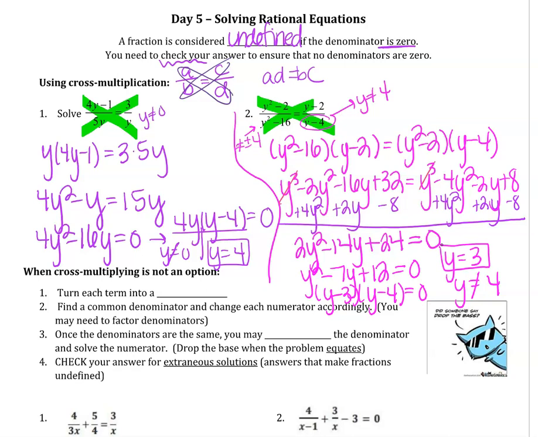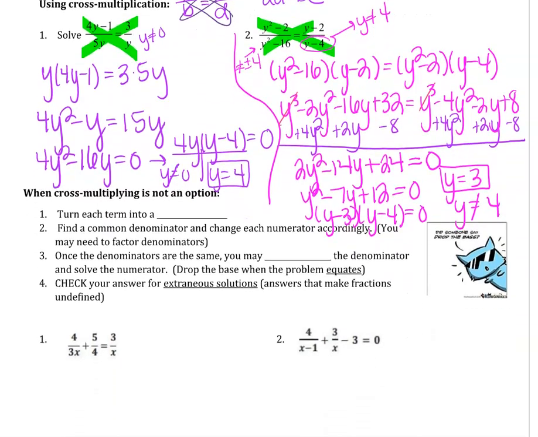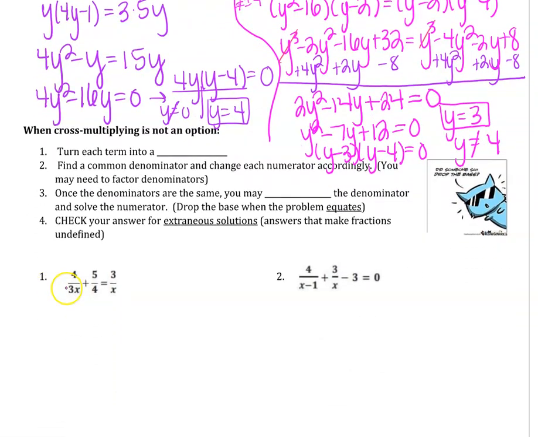Okay, so these are your scenarios when you use cross multiplication. Now, what if you don't have a single fraction equal to a single fraction? So something like 1, I have a fraction plus a fraction equals a fraction. This is where a different scenario is going to come about. When cross multiplication is not an option, we will turn each term into a fraction by putting it over 1.